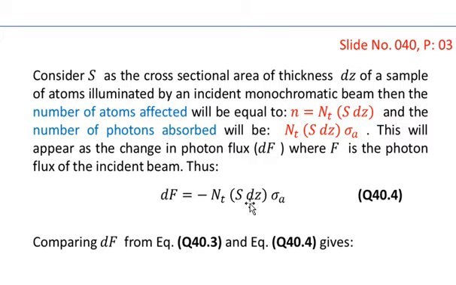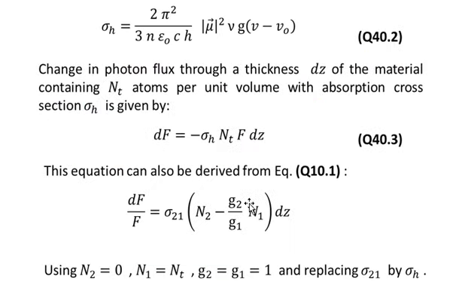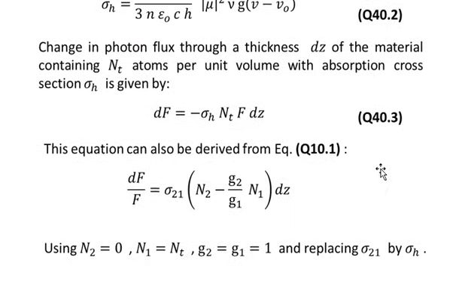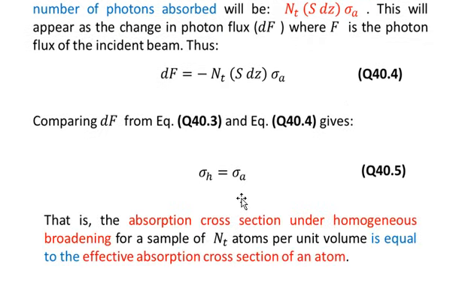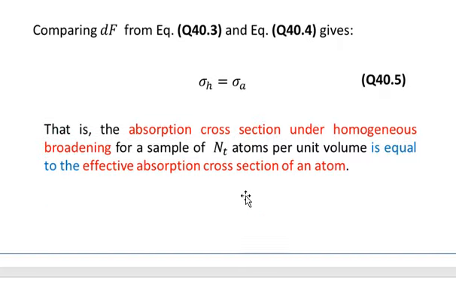So we have delta F calculated from equation 40.3, and also through another approach in equation 40.4. Comparing these two, we get sigma h equal to sigma a. That is, the absorption cross section under homogeneous broadening for a sample of NT atoms per unit volume is equal to the effective absorption cross section of an atom.